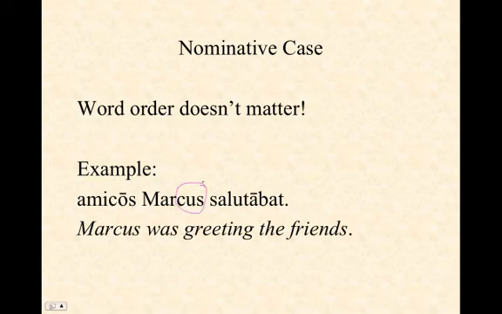That's your subject. Also, since there has to be agreement in number, meaning if Marcus is singular, then the verb also has to be singular, this BAT ending, singular third person, tells you that amicos, which is an accusative plural, can't be the subject, and instead it's your object.